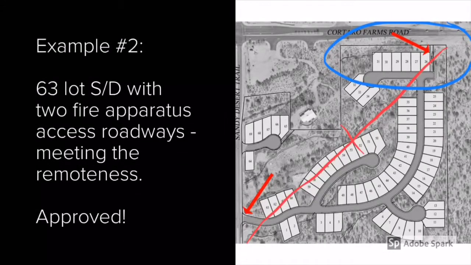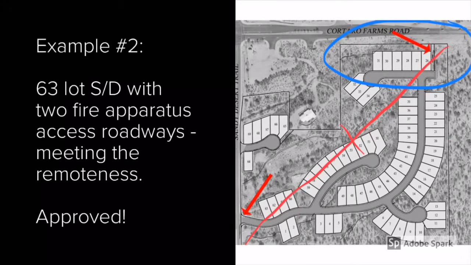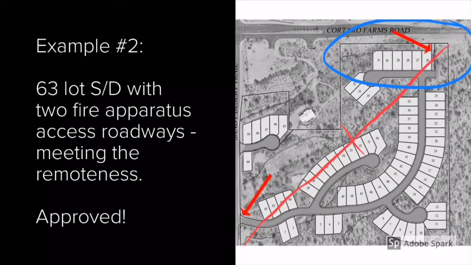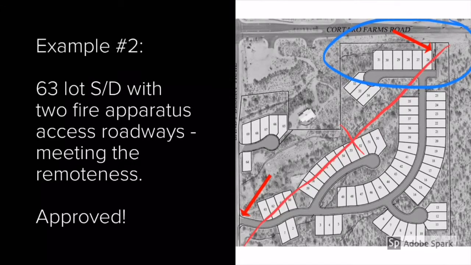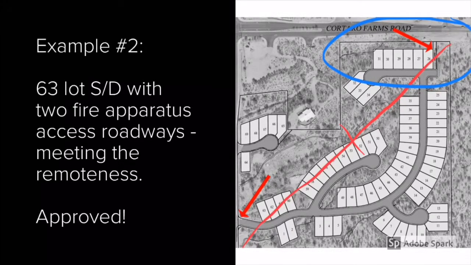Example number 2 shows a 63 lot subdivision with 2 fire apparatus access roadways that meet the remoteness requirement. There's one in the bottom left shown with the arrow, and there's one at the top right shown with the arrow. The one in the top right looks like a performance measure that we would have to verify was at least 20 foot wide, all weather, and met the imposed loads of our trucks. Regardless, they have the 2 remote access roadways as required for having over 30 dwellings.